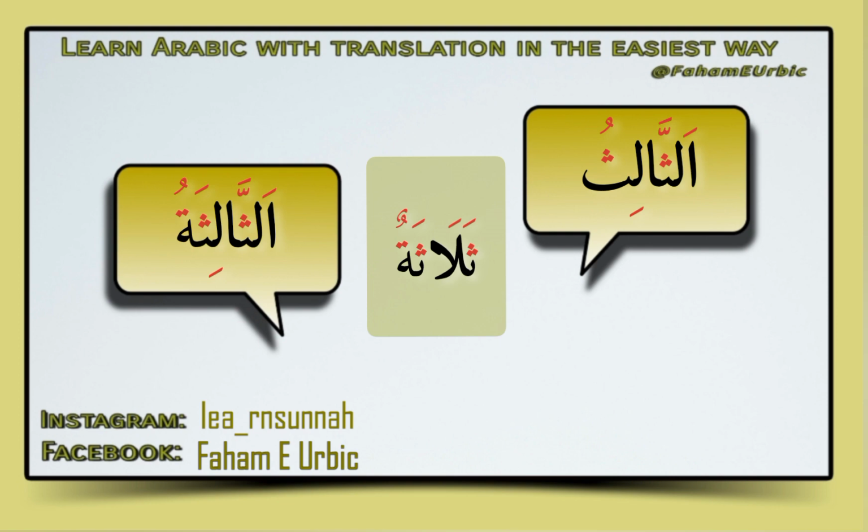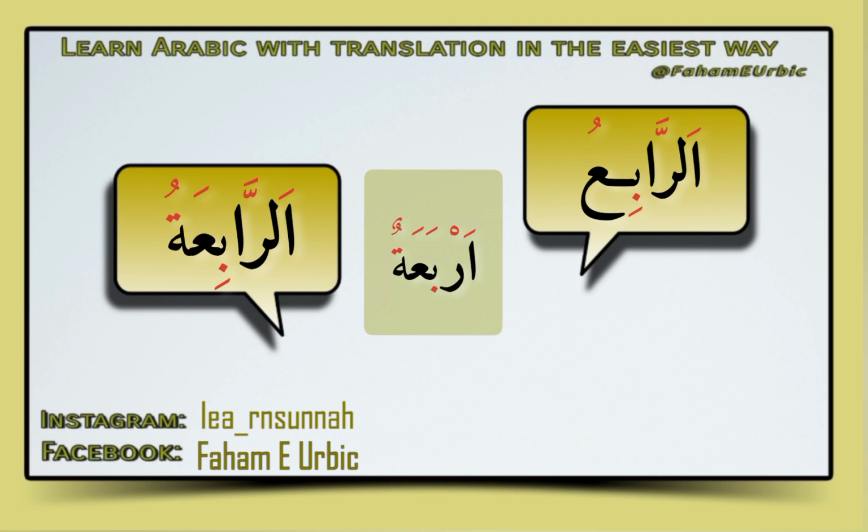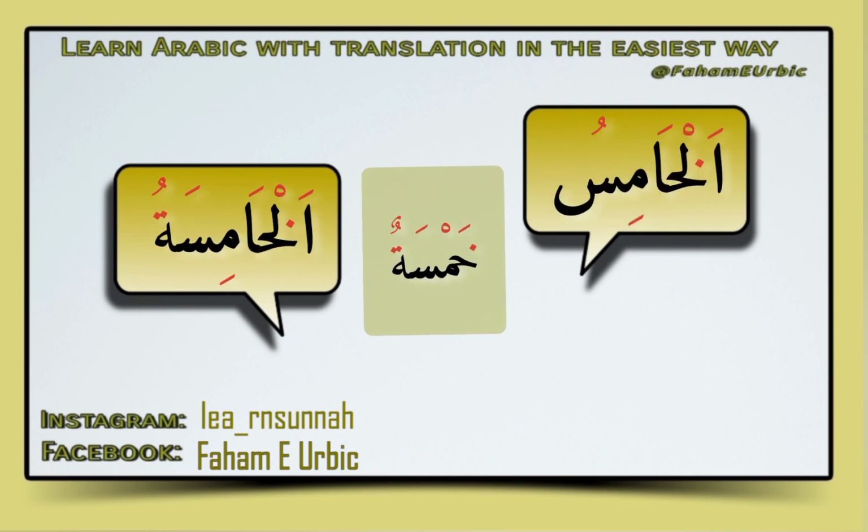The next number is أربعة. Its masculine ordinal is الرابع and feminine ordinal is arabi'ah. The next number is khamsatun. Its masculine ordinal is al-khamis and its feminine ordinal is al-khamisah.